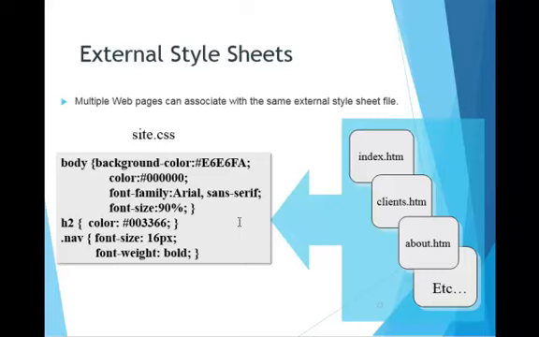This will set the same body and H2 and .nav styles on all of these websites consistently. So let's say that I want to go in and change my background color from a gray to a blue. All I have to do is change this one line in my external style sheet, and it's going to automatically cascade through all of my sites that are linked to this external style sheet.